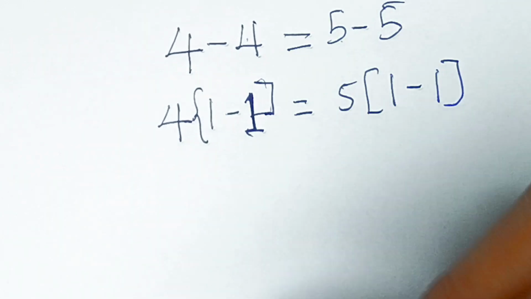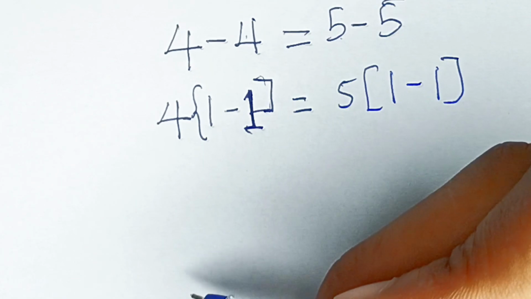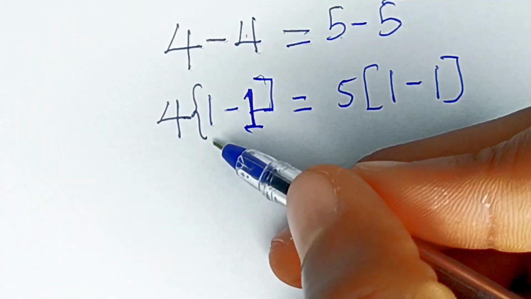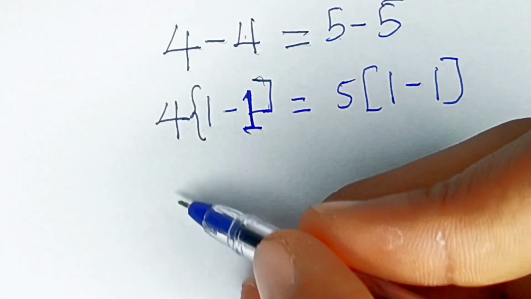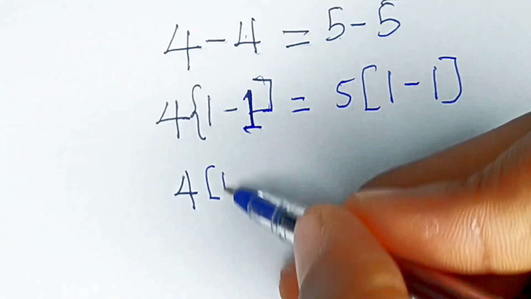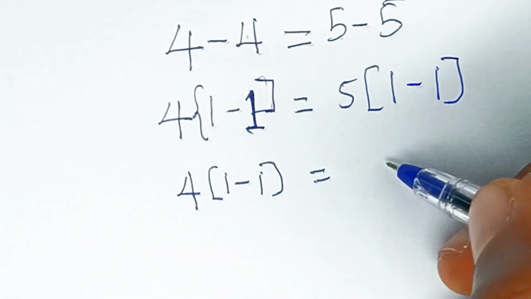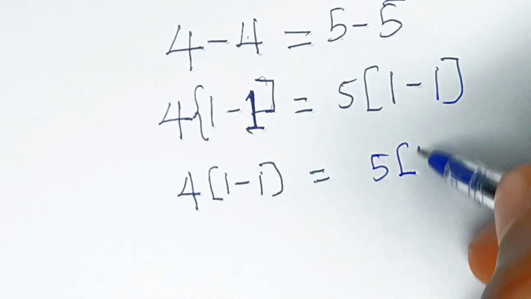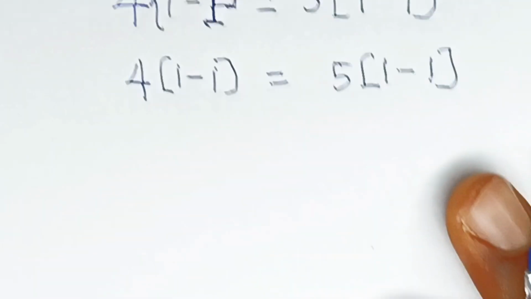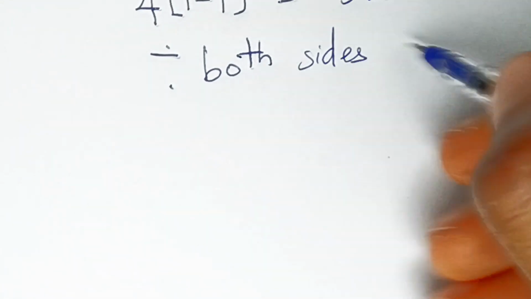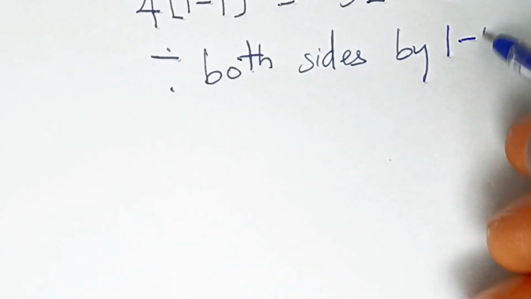Right? So, now moving on from here, you can say that we can divide both sides by this 1 minus 1. Because 1 minus 1 is on this side, 1 minus 1 is on this side. So we can have that this is 4 into 1 minus 1 equal to 5 into 1 minus 1. Dividing both sides by 1 minus 1. Okay, so we can say divide both sides by 1 minus 1.